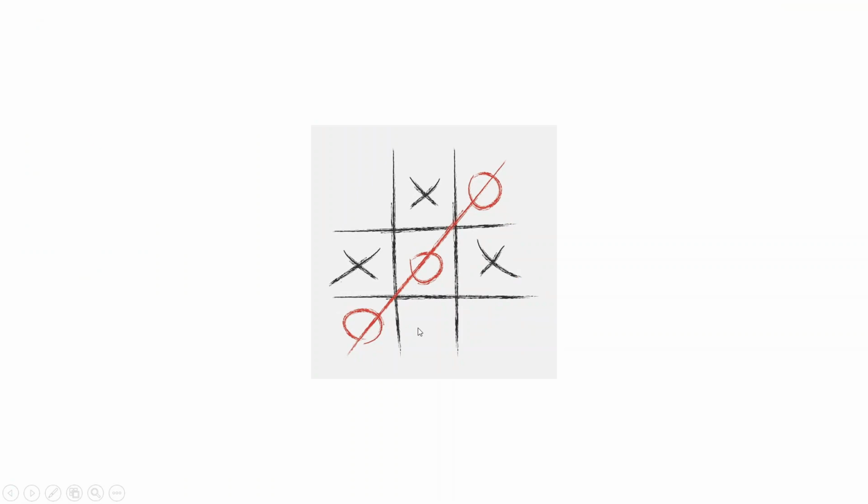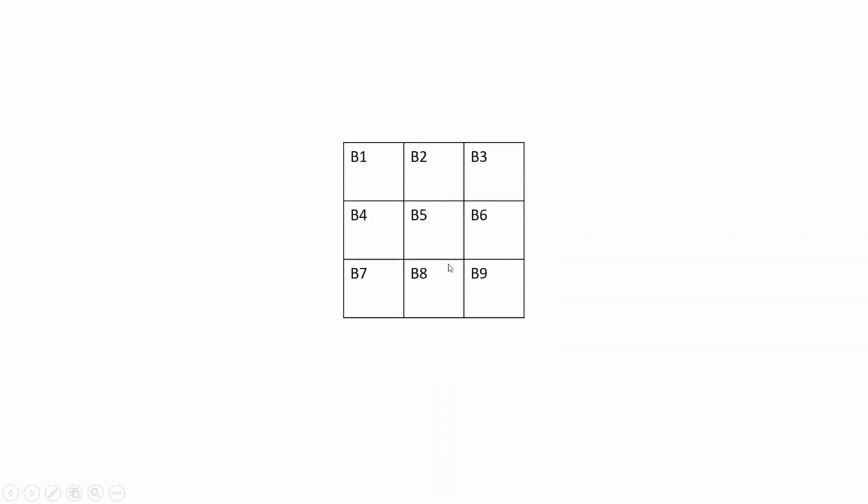Now, to explain the same logic to our computer or to our program, we have represented this image as this one, right? Here you can see I have named the boxes B1, B2, B3, B4, B5, B6, B7, B8, and B9. You can read B as boxes or B as buttons because we are going to use buttons in our project. So here you can see that we have 9 boxes, right?